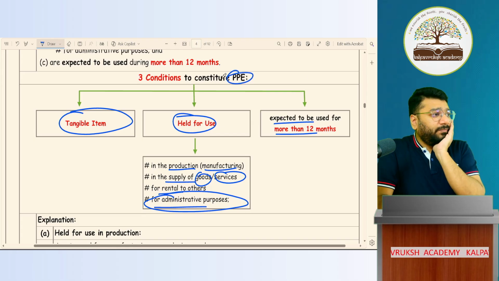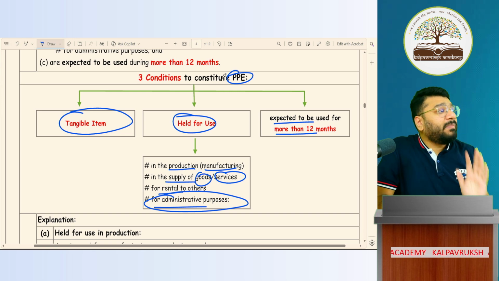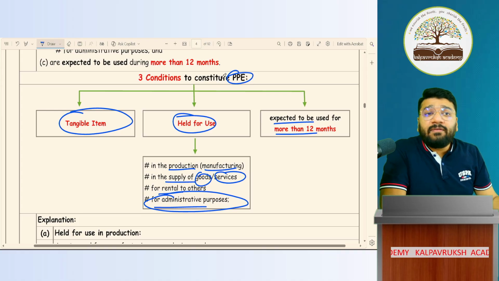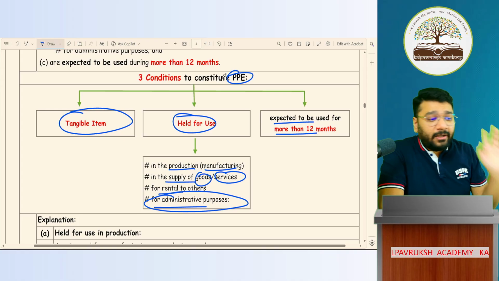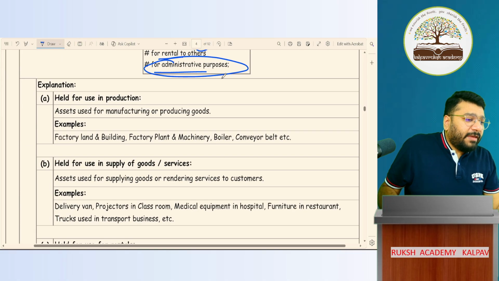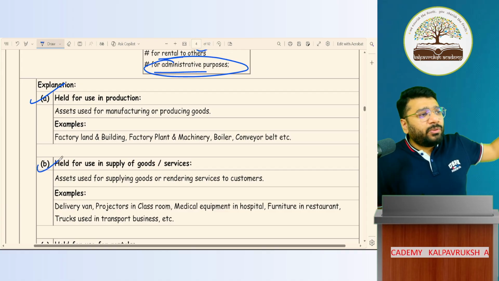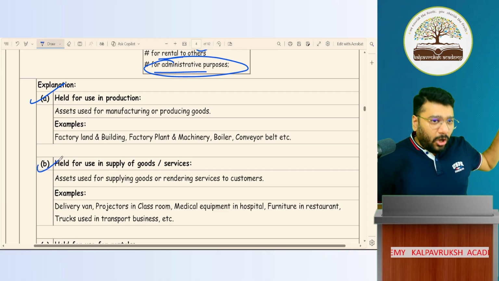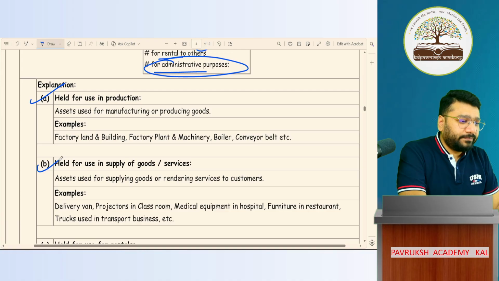This is PPE. Just because it is PPE, can I record them in my books of accounts? No. For that, recognition criteria has been laid down. Got it, not got it? Now I gave various examples for held for use in production, held for use in supply. All this you will read for revision purpose, or should I explain one more time? Not required. Can I go directly now? Okay.